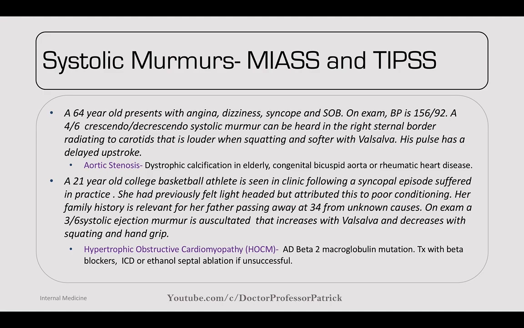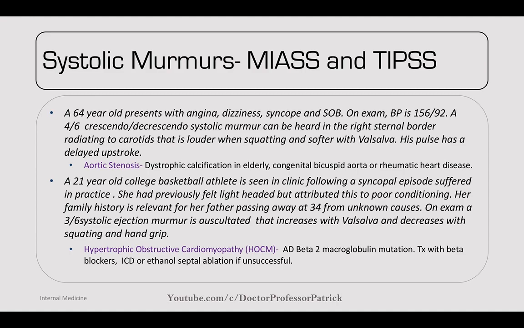So you can use this helpful mnemonic to remember which ones are systolic and diastolic. So we've got a 64-year-old patient with angina, dizziness, syncope, and shortness of breath. On exam, their blood pressure is elevated, and there's a 4 out of 6 crescendo decrescendo systolic murmur heard in the right sternal border, radiating to the carotids, that is louder when squatting and softer with Valsalva.